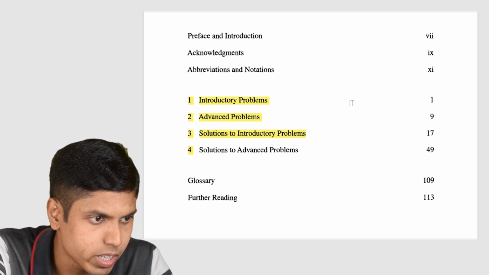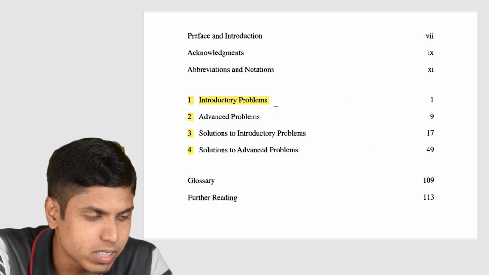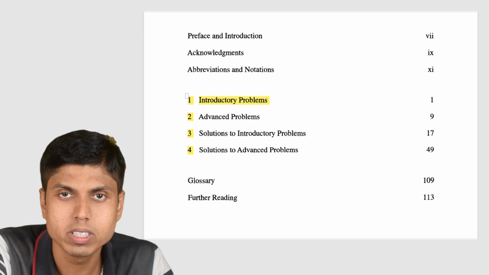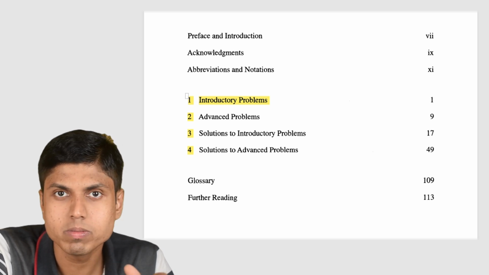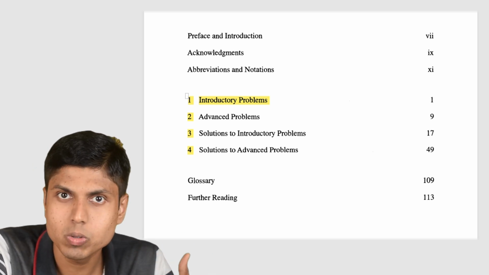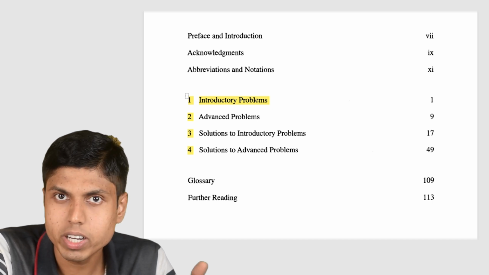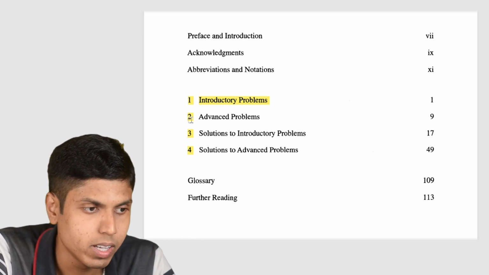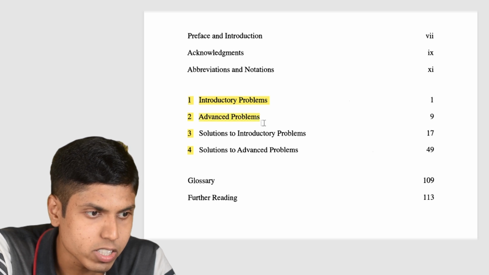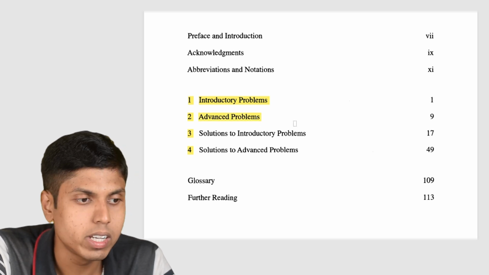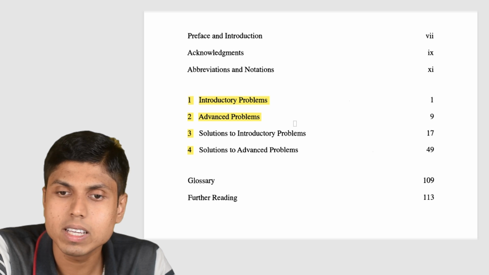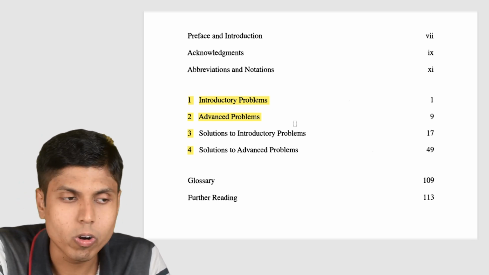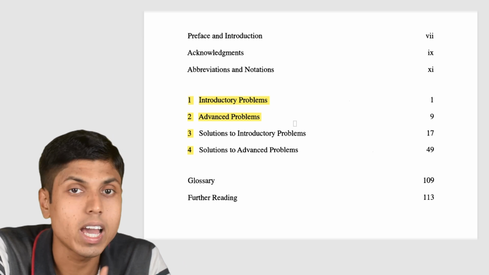So the first section is the introductory problems. As we discussed, they are easier than the advanced problems. The level of these problems ranges from AMC to AIME, or in terms of Indian Olympiad, they go from IOQM to RMO. And the second section is advanced problems, and their difficulty is comparable with the USAMO, or in terms of Indian Olympiads, say INMO.